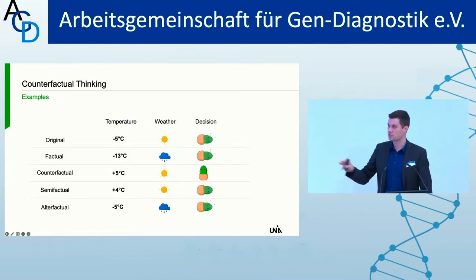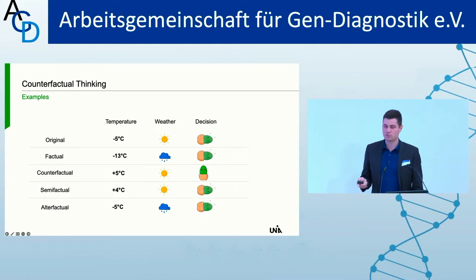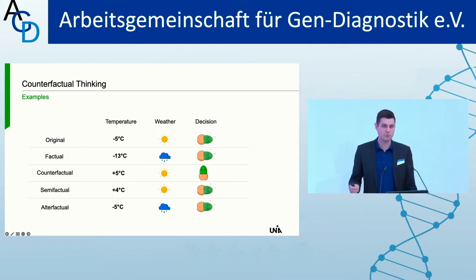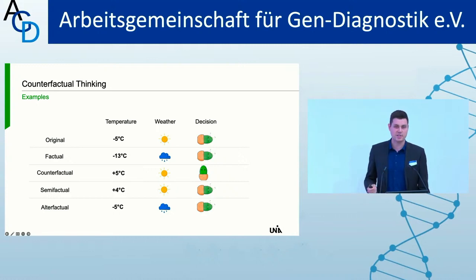To give you a very simple example of how this might work, we have a cactus that we want to keep alive, and we have two features, the temperature and the weather. Originally, the cactus might die because the temperature is -5 degrees and the weather is sunny. So how can we figure out how to keep our cactus alive? We can use the factual explanations, which give us different examples with still the same result. So if, for example, we change the temperature to -13 degrees and the weather is rainy, we see the decision is still that the cactus dies.